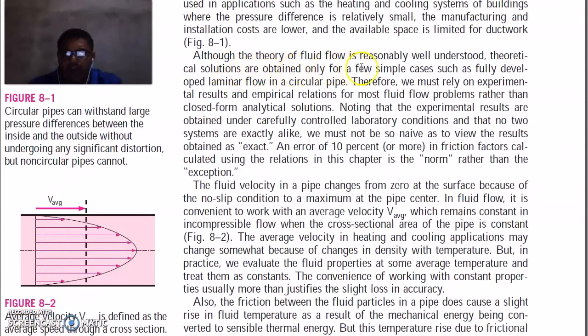Although the theory of fluid flow is reasonably well understood, theoretical solutions are obtained only for a few simple cases such as fully developed laminar flow in a circular pipe. Therefore, we must rely on experimental results and empirical relations for most fluid flow problems rather than closed form analytical solutions, although they will have some error.